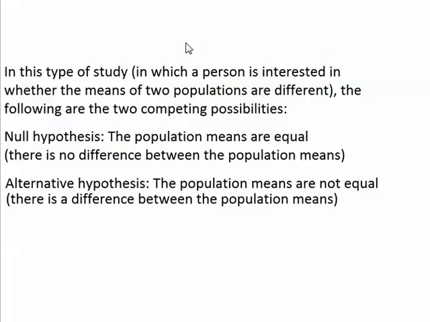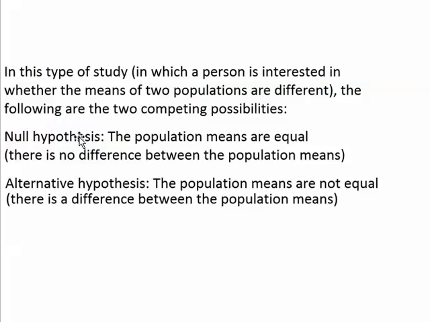In my IQ study, the null hypothesis would say that the mean IQ of the classical population is equal to the mean of the non-classical population. There's no difference between those two population means. The alternative hypothesis would say that there is a difference between the two population means. The alternative would say that the mean IQ of the classical population is different than the mean IQ of the non-classical population.